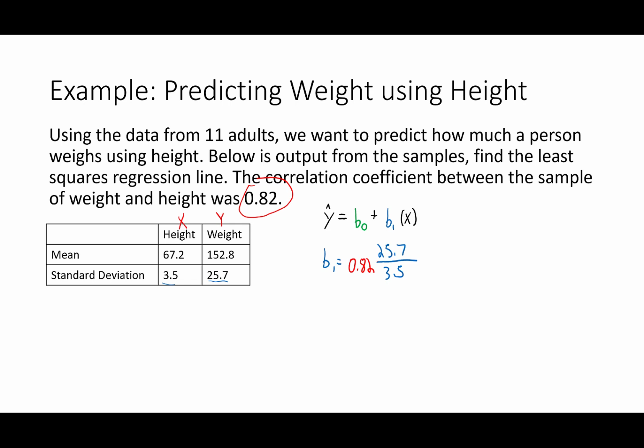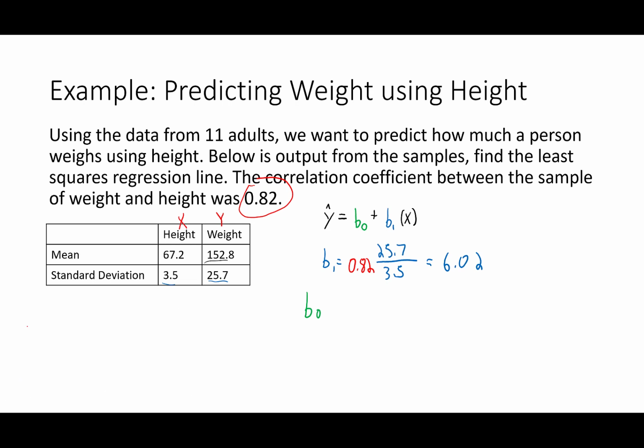Standard deviation of y, minimizing the distances in terms of y. Standard deviation of x, minimizing the distances in terms of x. Average change in y, average change in x. And then taking the strength and direction of the linear relationship into account by multiplying by the correlation coefficient. And if we were to do this out, we get 6.02, roughly. To find our intercept, b0, well, we can substitute our x bar and y bar into our equation.